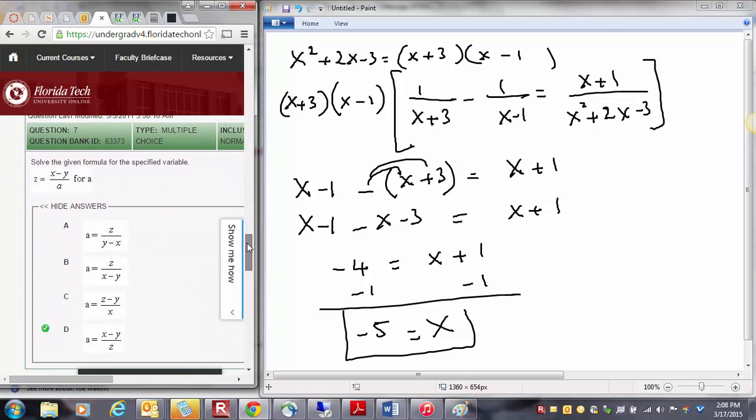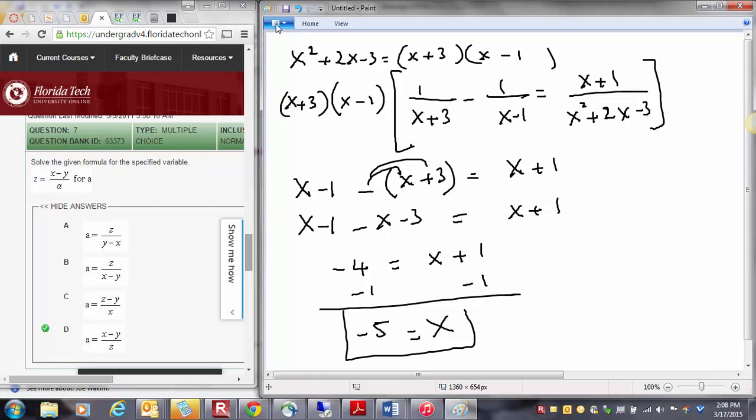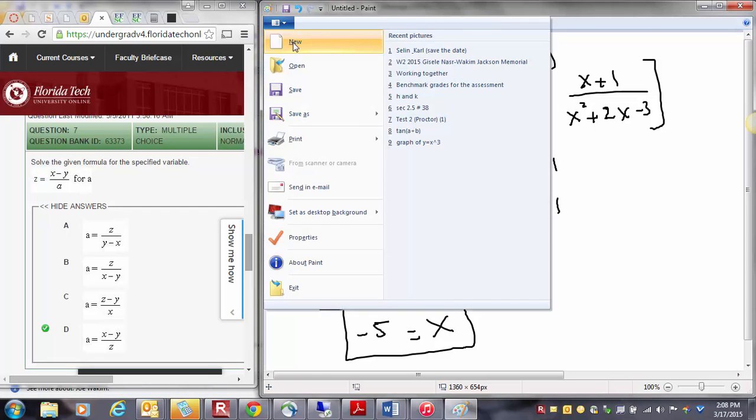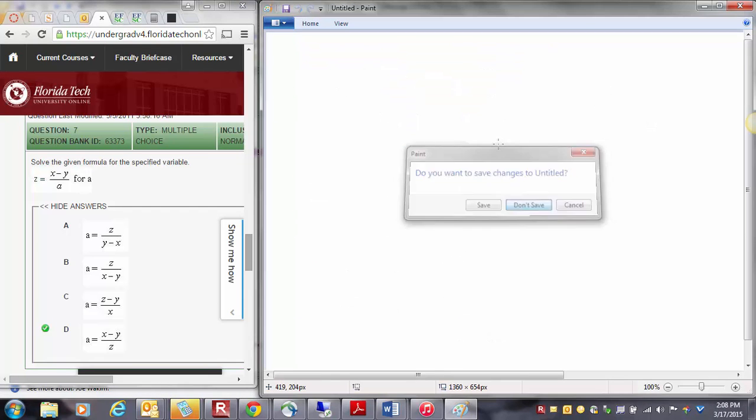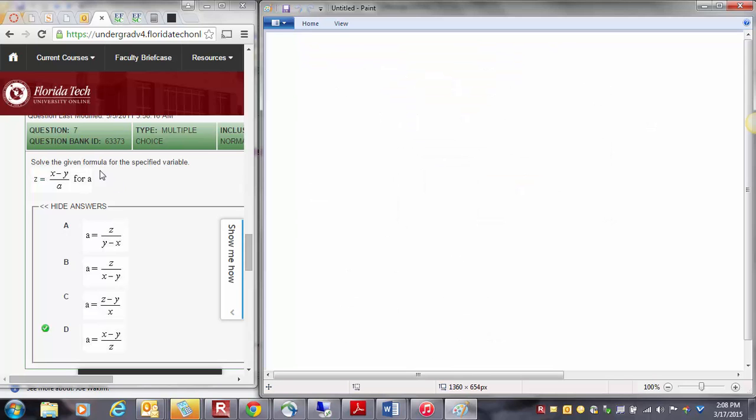Let's look at number 7. On number 7, solve the given formula for the specified variable. We want to solve for a. We want a to be equal, not z equals. So that's very simple. Let's go ahead and find z equals x minus y.